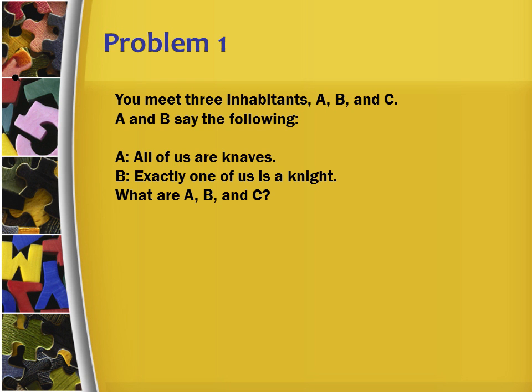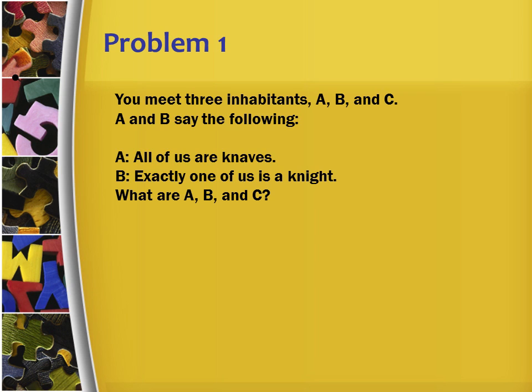The first problem is that you meet three inhabitants, A, B, and C. You know that they are all either knights or knaves, but there are different combinations of them, so not all of them have to be a knight. A is either a knight or knave, B is either a knight or a knave, and C is a knight or a knave. And you don't know which ones they are. That's what you're trying to find out. You only hear A and B speak. You don't hear C speak.